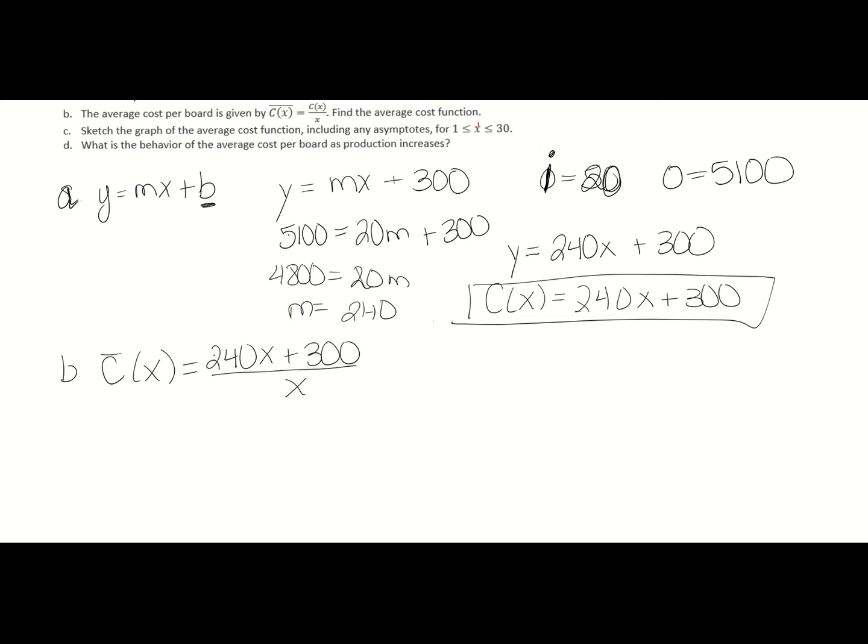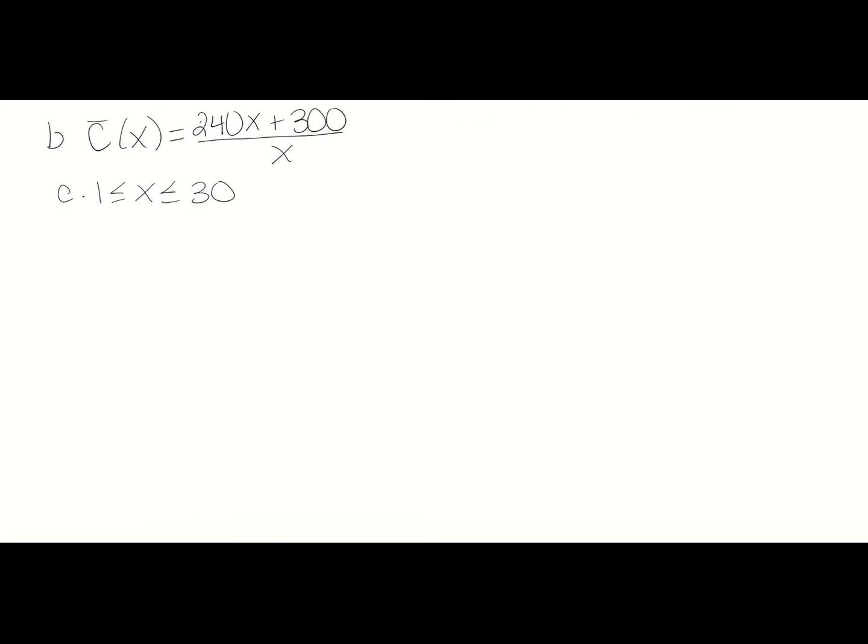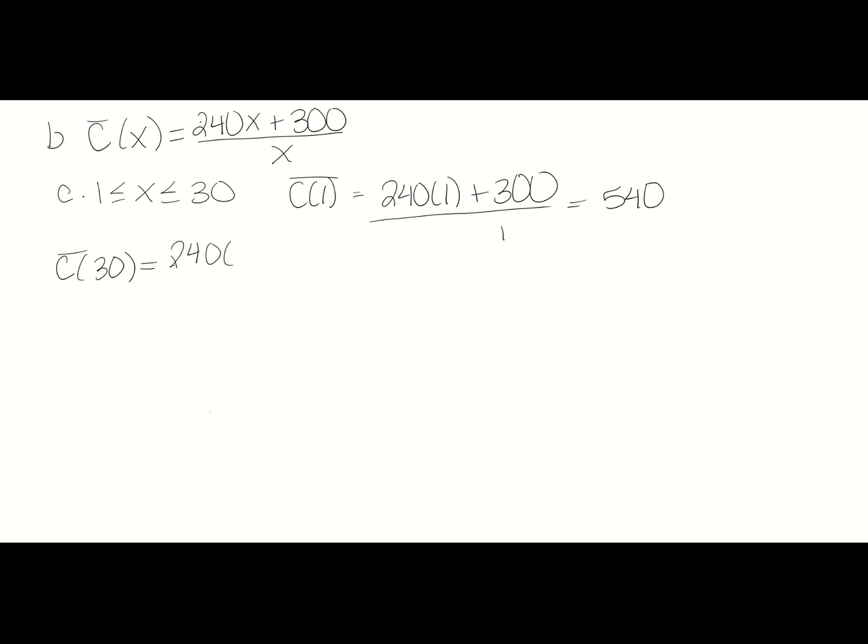Okay, part C. We want to sketch the graph of the average cost function, including any asymptotes, from 1 to 30. Because we're going from 1 to 30, a good first step is to find the average cost at 1 and at 30. The average cost of 1 is 240 times 1 plus 300, over 1, which gives us 540. The average cost at 30 surfboards is 240 times 30 plus 300, over 30. I'll let you do that on your own, and that gives you 250.